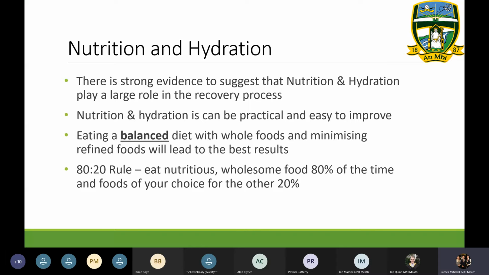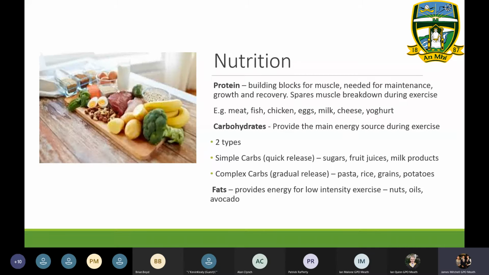So that links up to the third point there, being balanced. Just trying to eat good for the bulk of the time, 80% of the time, and you can treat yourself, have that bit of balance, for 20% of the time. It's not going to have that huge effect on you. So it's just a rule I like. I don't know if there's any scientific evidence behind it, but it's pretty simple and straightforward to follow. So I'll go into more detail in the next couple of slides.